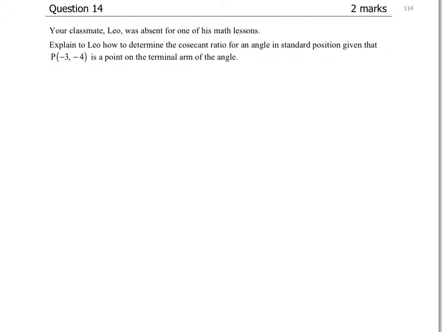So what makes this question more challenging than previous years is that they want you to explain this. So I'm going to do two things. I'm going to solve or figure out what the cosecant is, and at the same time write the steps of what I'm doing on the side here. The first thing I'm doing is going back 3, up 4. So I'm going to draw my point, and connect that to the origin.